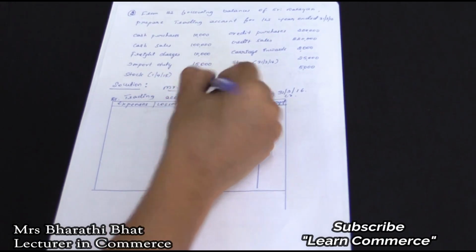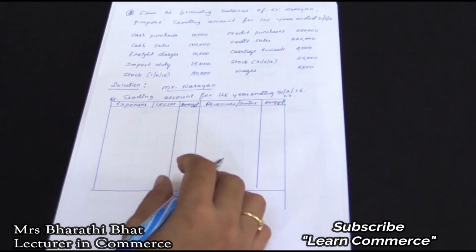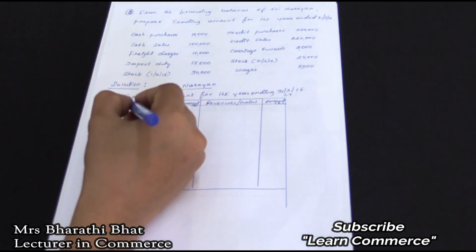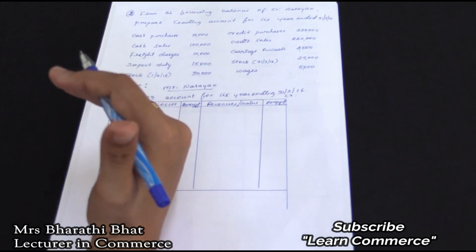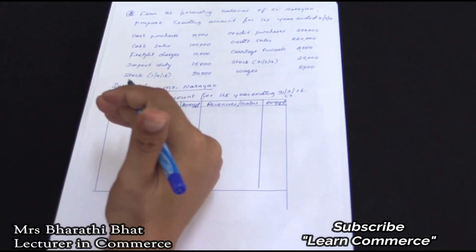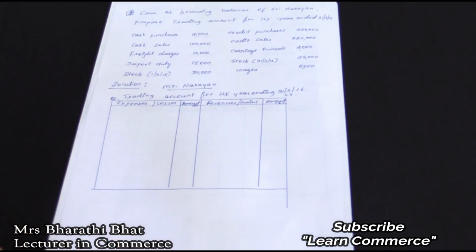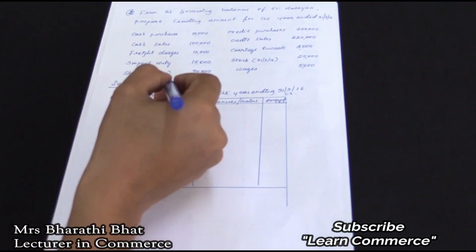In the books of Mr. Narayan, we are preparing the trading account. Then record the transactions in chronological order, or orderly, you should record the transactions.